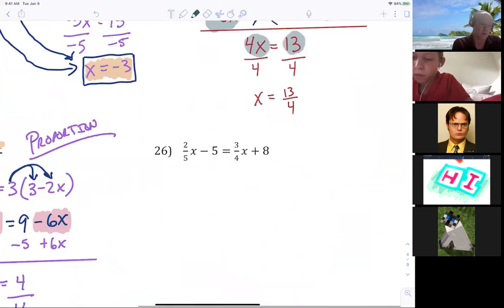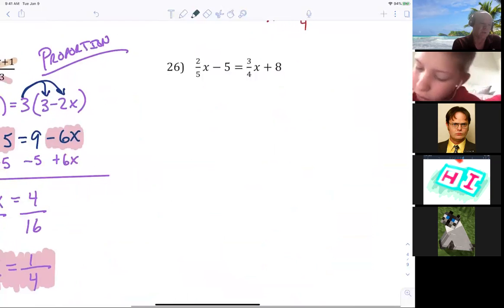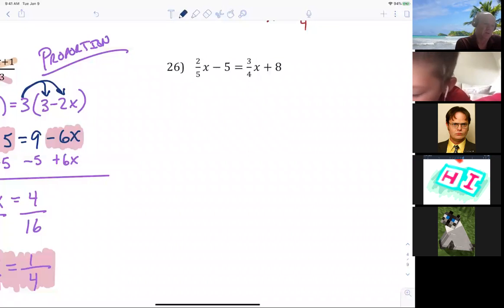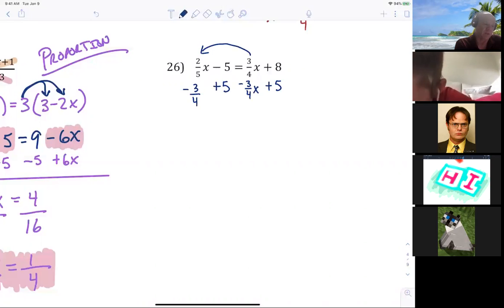All right, so now let's look at 26. Again, same situation. I'm moving the variables to the left and the numbers to the right. So the minus 5, we have to do plus 5, plus 5. Now the 3/4 x needs to go over to the left side. So I have to do a minus 3/4 x, minus 3/4 x.